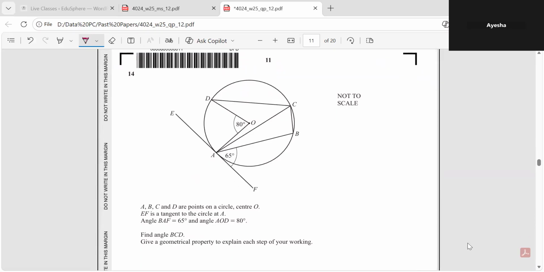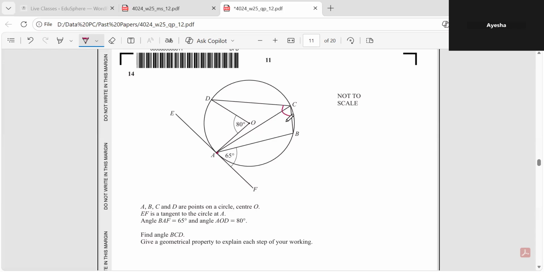Now, A, B, C, D are the points on the circle. EF is the tangent to the circle at A. Now, this is the point of tangent. Angle BAF is 60, and angle AOD is 80. Find the angle BCD. So we have to find out this angle.